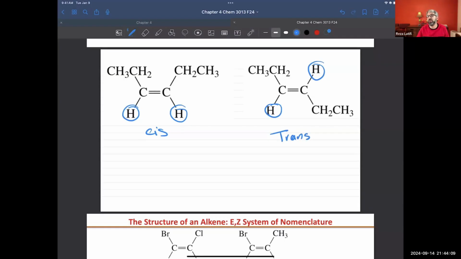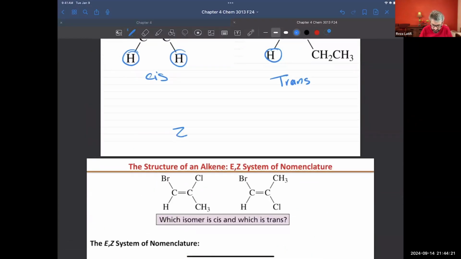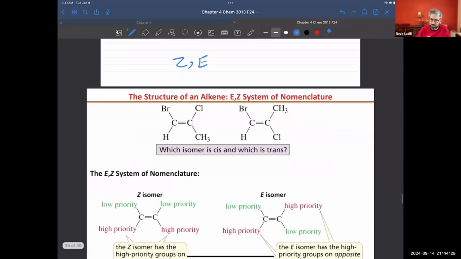But what will happen if we have something other than hydrogen? Then how do we name it, how do we call cis or trans? In that case, we will use these 2 terms, either Z or E. When we don't have hydrogen, we have more substituents, so whenever we have more substituents, we will use Z or E. Z we will use when they are on the same side, and E for across from each other. So Z for the same side, E when they are across from each other.